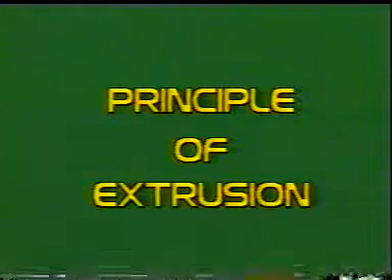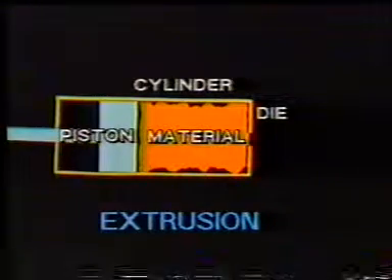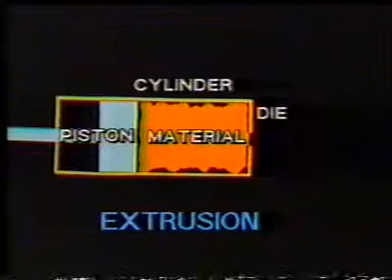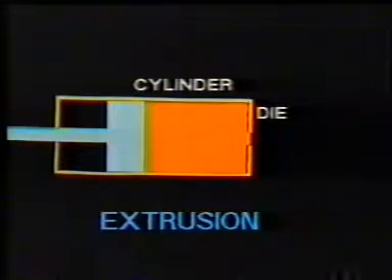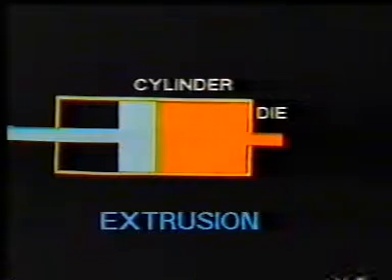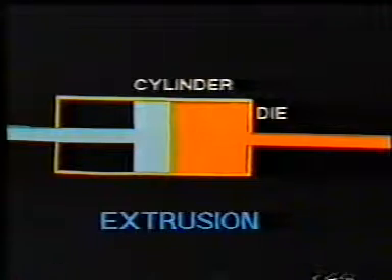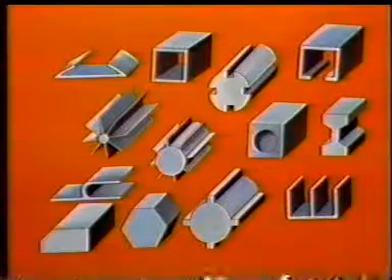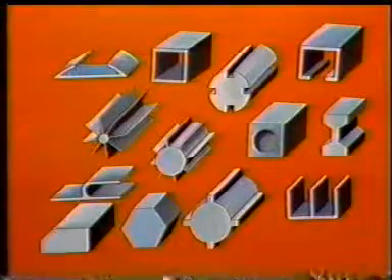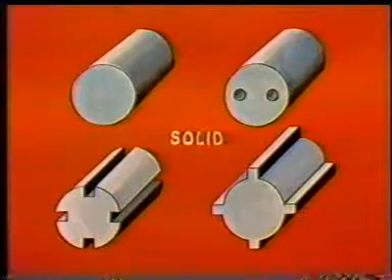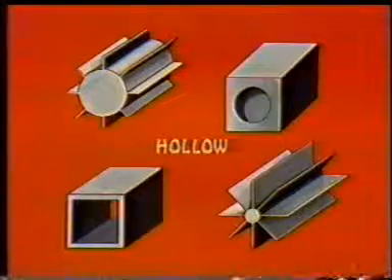Principle of extrusion. In extrusion, material in plastic state is pushed against a deforming die and bars of most complex sections are obtained. If the product emerges in the same direction as the movement of the piston, it is called direct extrusion. The items produced by extrusion are solid, semi-hollow, and hollow.